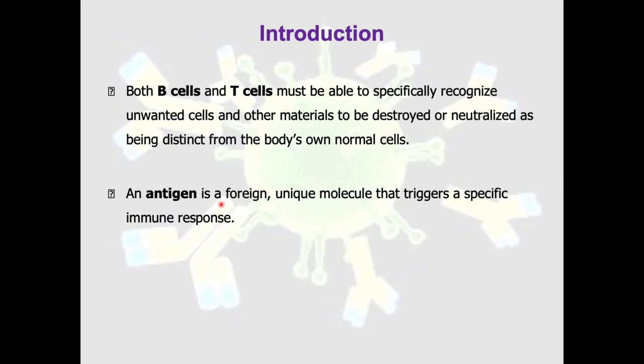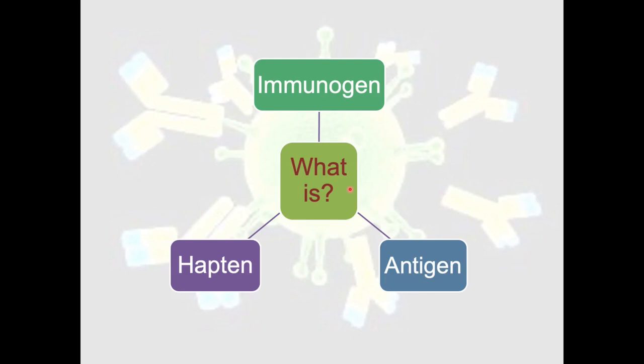So then, an antigen is a foreign unique molecule that triggers a specific immune response. And basically there are three terms that describe a condition where an immune response is able to be activated. Okay, so the first one is immunogens, the second one is antigens, and the third one is haptens. So all of these three, basically, not all, but they can activate the immune system response.